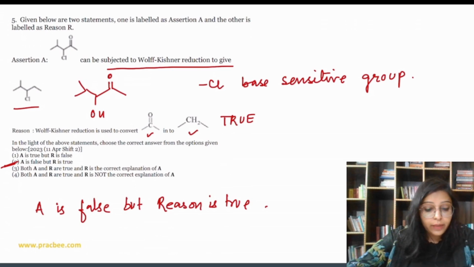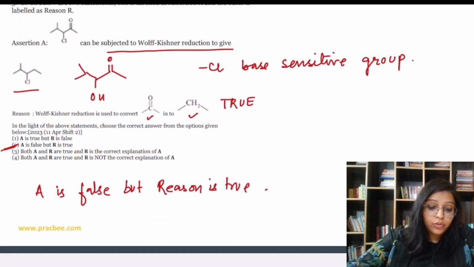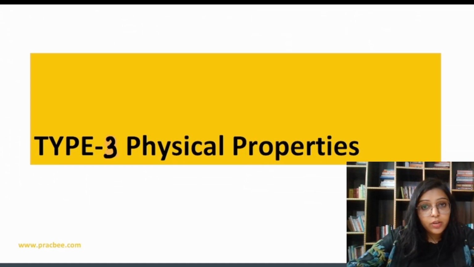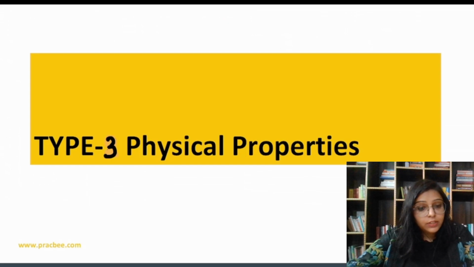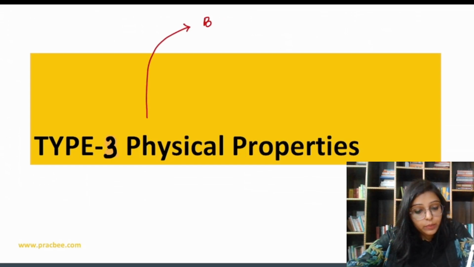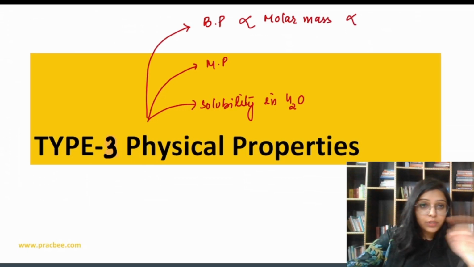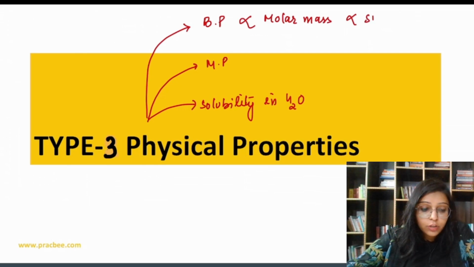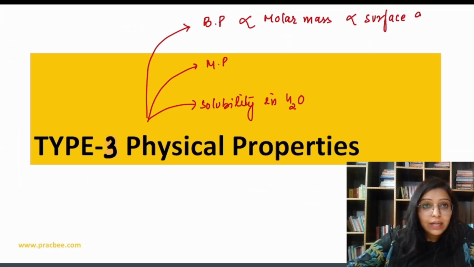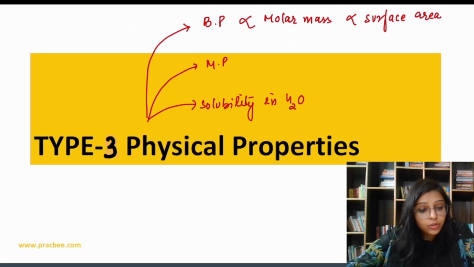Clear? Okay. Now we are moving to the next type of question, and in that we are going to discuss questions which are related to physical properties. Here we are going to deal with the boiling point, melting point generally, and one more, solubility in water. Boiling point is directly proportional to molar mass. If molar mass is same, then you have to see the branching. It is directly proportional to surface area. If more surface area in case of alkanes, then more van der Waals force of attraction, and then more boiling point. And inversely proportional to branching.